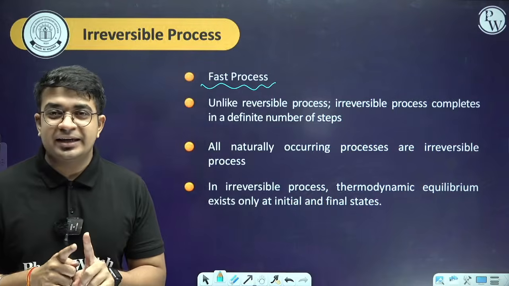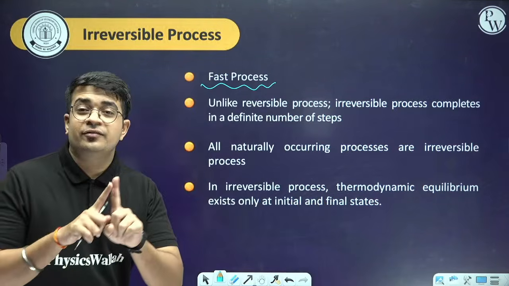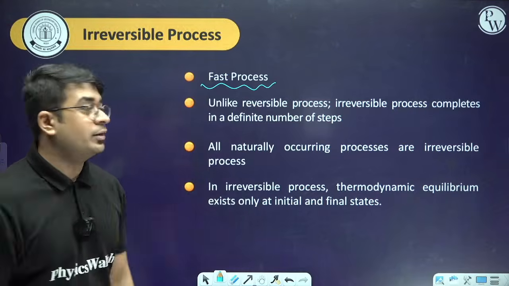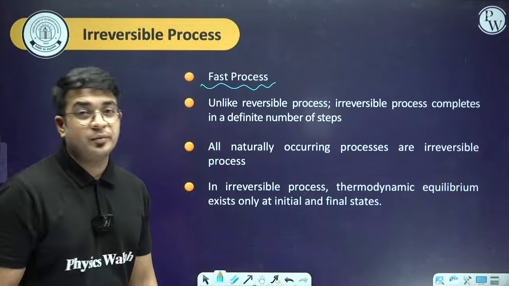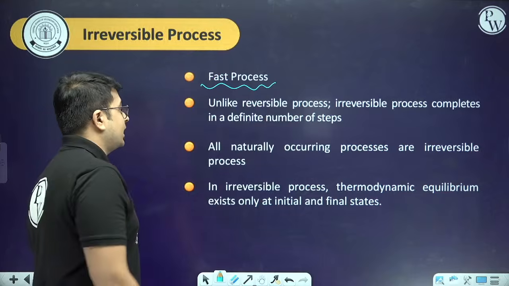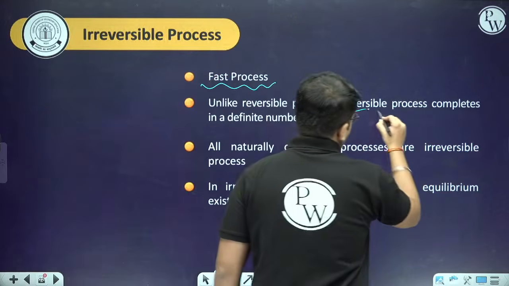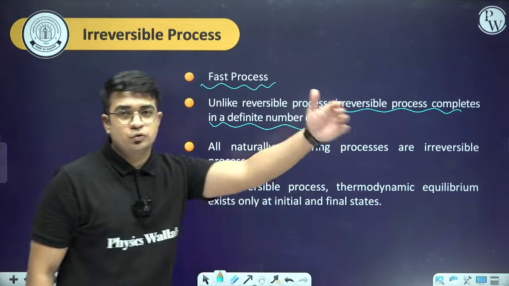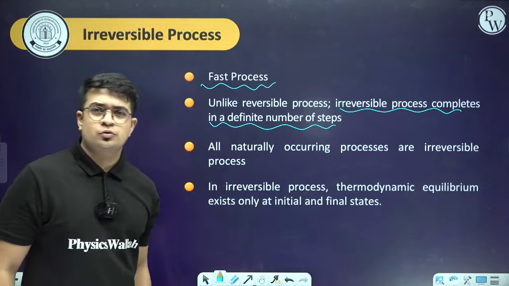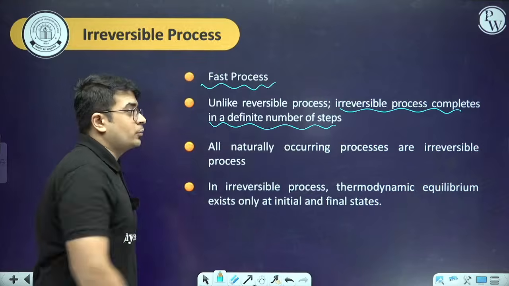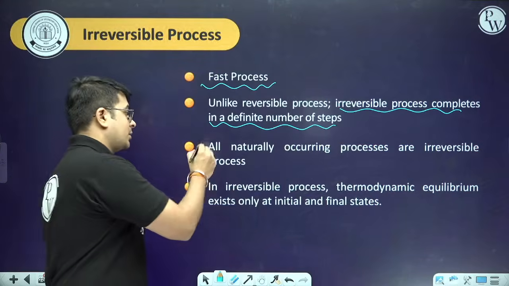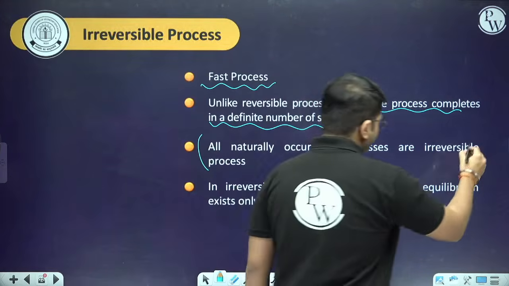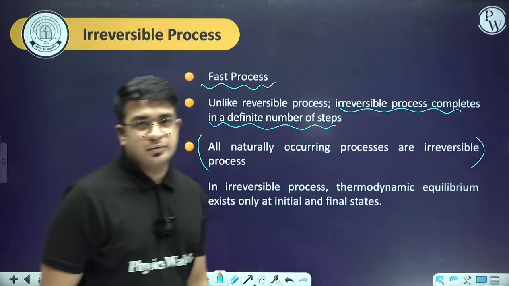So again, in case of irreversible process, there will be no establishment of equilibrium between system and surrounding. So you can say, unlike reversible processes, it always completes in a definite number of steps. Either you can use one step, two steps, that process is going to complete. All naturally occurring processes are generally irreversible processes.